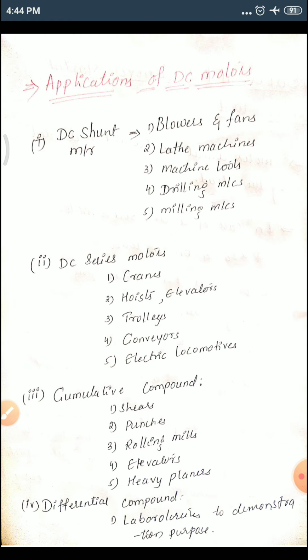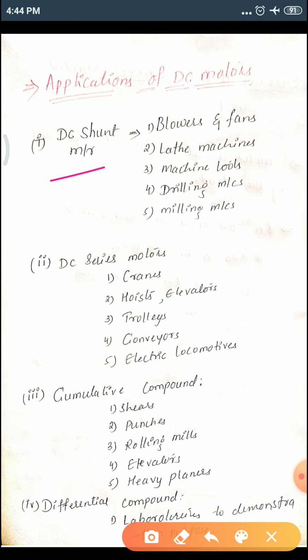Let's see the applications of DC motor. First, let's consider the DC shunt motor. Since speed is almost constant and it has medium starting torque, it is used in blowers and fans, lathe machines, machine tools, drilling machines, and milling machines.